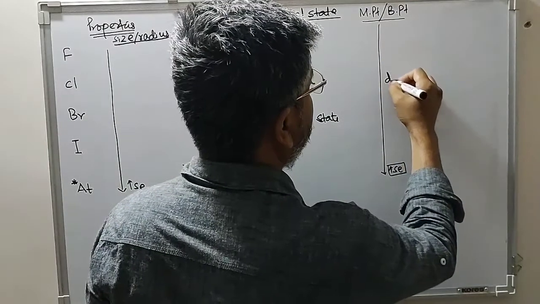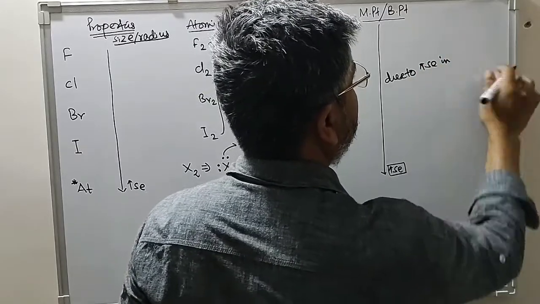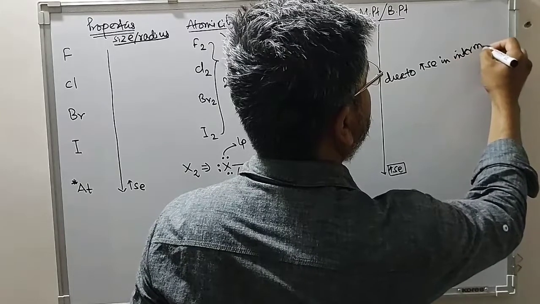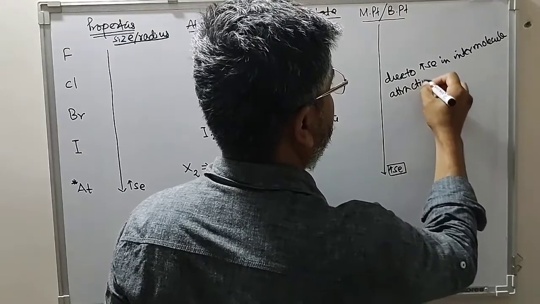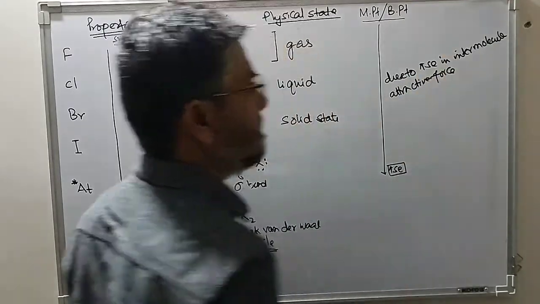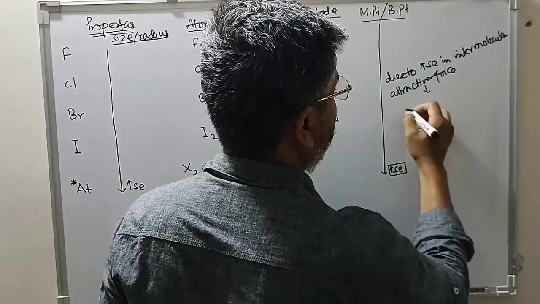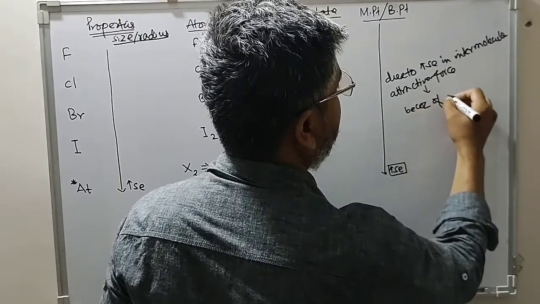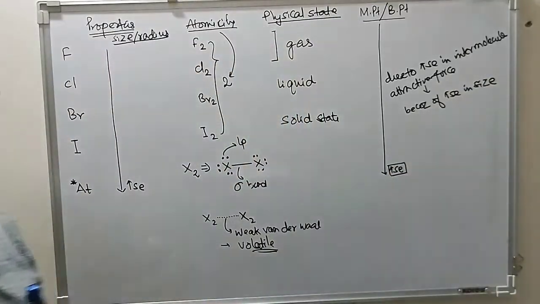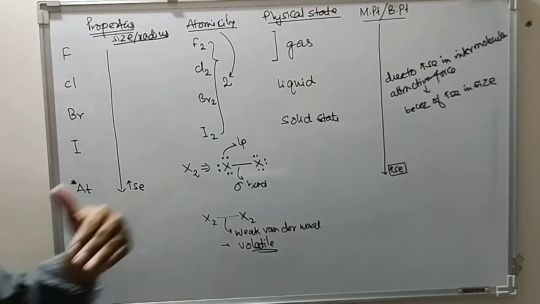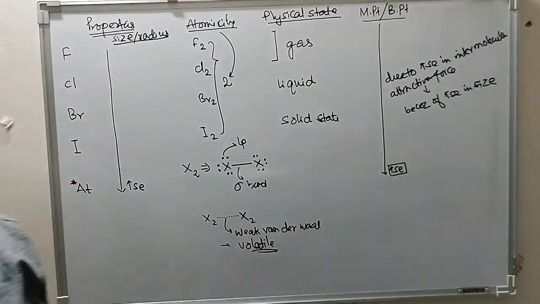So we can say this is due to increase in intermolecular attractive force, and this increase in intermolecular attractive force, this is because of increase in size from fluorine to chlorine. So this is variation in melting point and the boiling point.